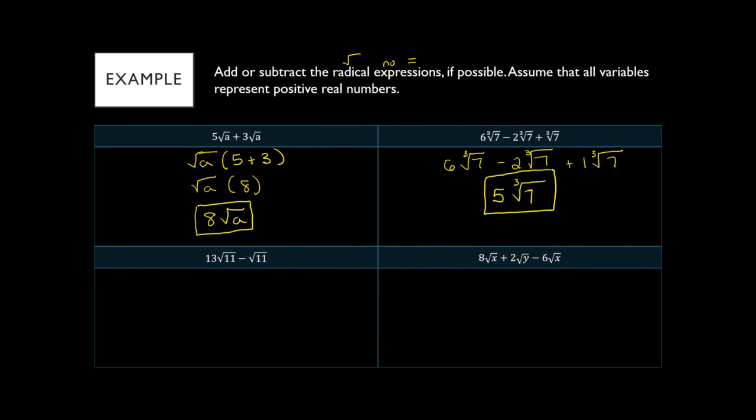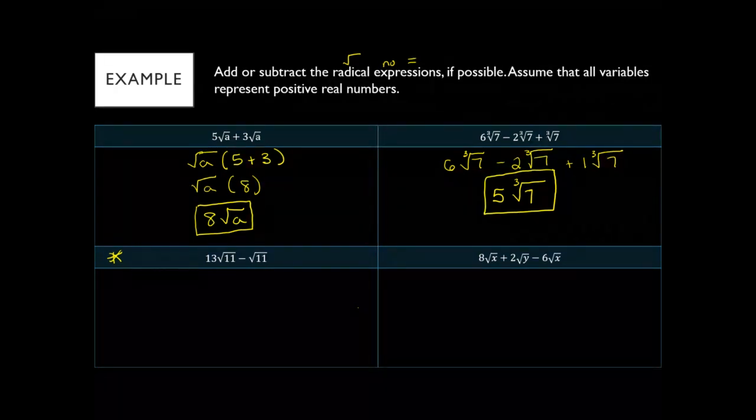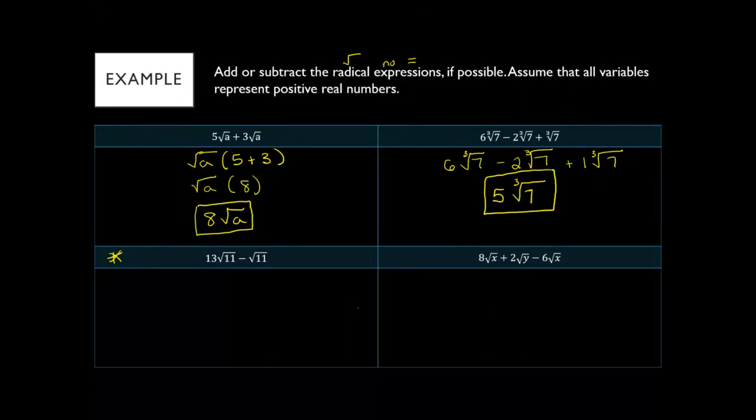Okay, so if no questions, I want you guys to try this bottom left one. I won't make you do the one on the right with the variables, but the bottom left one here. 13 times the square root of 11 minus the square root of 11. That's a subtraction there, we're subtracting those. What are you going to get?